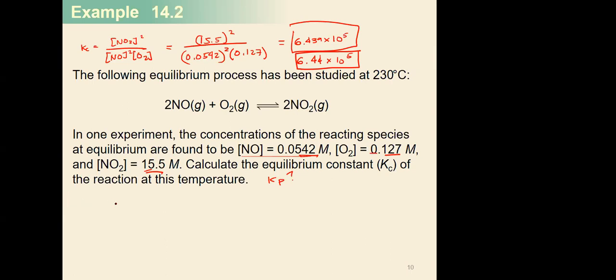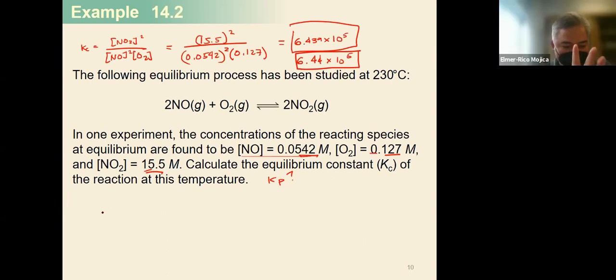Now, Kp, how do we get the Kp? I added what we call an additional question here. So for you to answer this, I don't have a calculator, so I'm going to rely on you to get the answer. To solve this problem, you need to get the relationship between the two. So Kp is equal to Kc times RT raised to delta n. So you have here 6.44 times 10 to the 5, right?